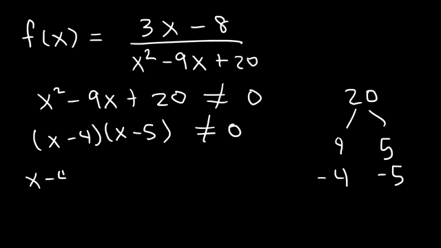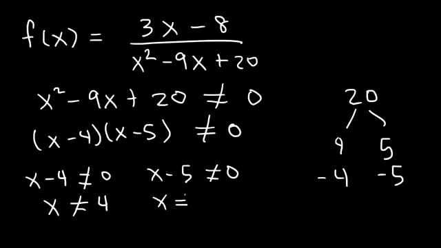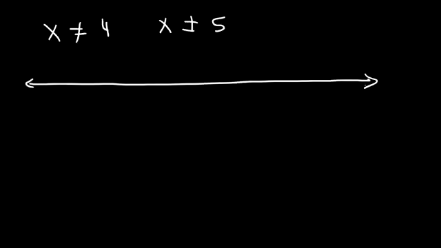So we can say that x minus 4 cannot be 0 and x minus 5 cannot be 0. In the first one, let's add 4 to both sides. So x can't be 4, and for the second one, x can't be 5. Now, how do we represent this in interval notation? What I like to do is plot everything on a number line. So if x can't equal 4, I'm going to put an open circle, and it can't equal 5 either. But it can be anything else.